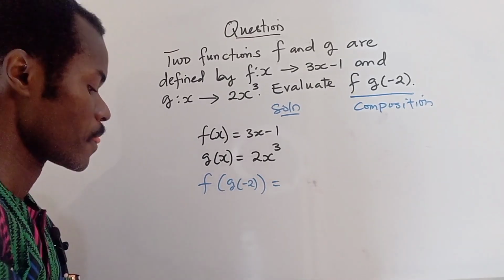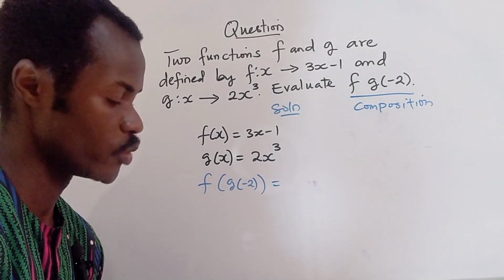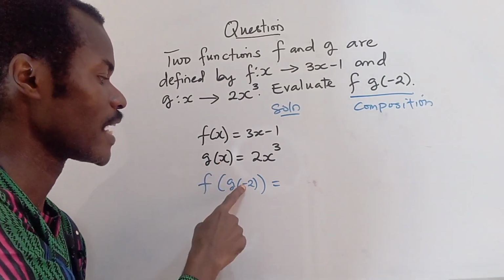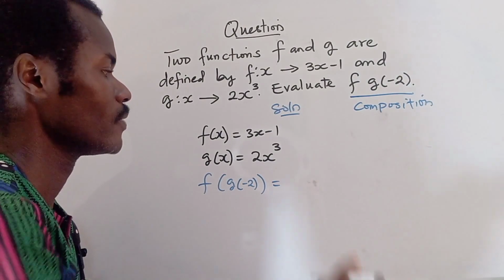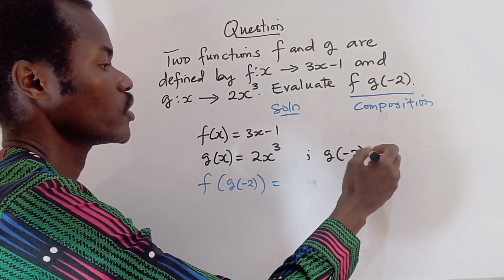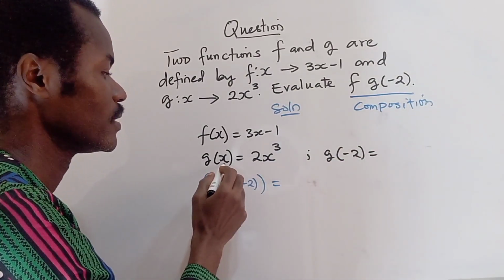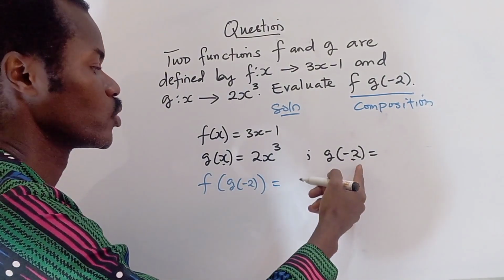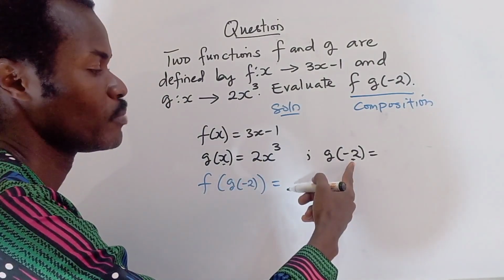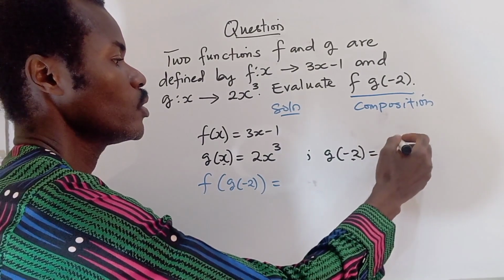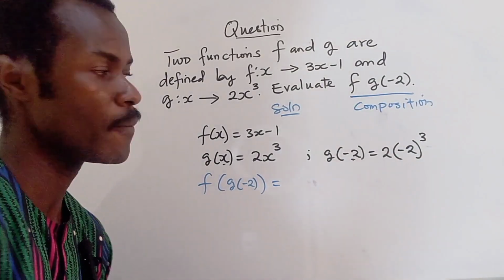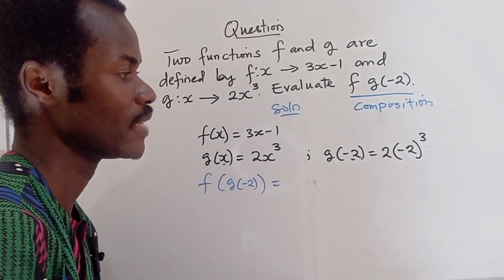But there is something we can do first. We can find g of x at point minus 2. Let's solve that. g at point minus 2 means we replace x with minus 2. So whatever we have as x, we input minus 2 here. So we have 2 multiplied by minus 2 to the power of 3.